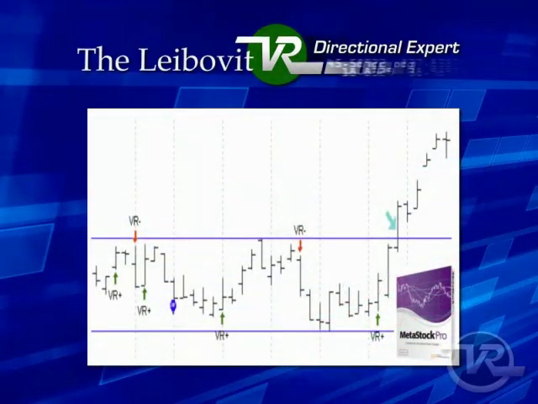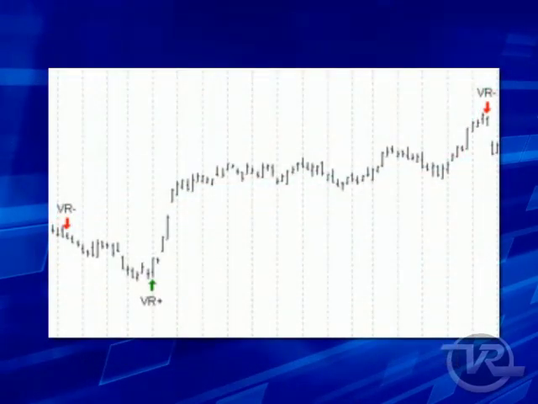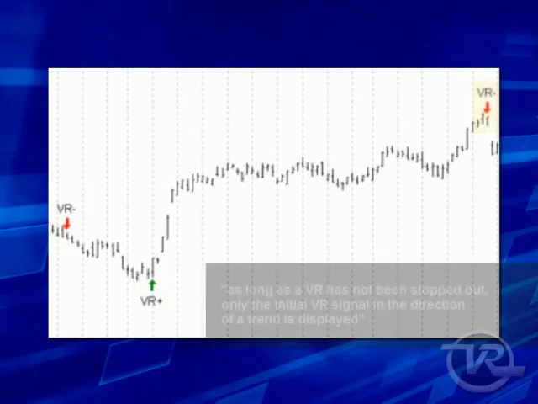Okay, now we move on to the Leibovit VR Directional Expert, which can be used alone or can be the basis for a template for use with your own trading indicators. Unlike the Leibovit VR Sequential Expert, which shows all successful VRs in the same direction, the Leibovit VR Directional Expert only shows a newly generated VR when it is in the opposite direction of the previous VR, or the previous VR has hit a defined stop-loss level.